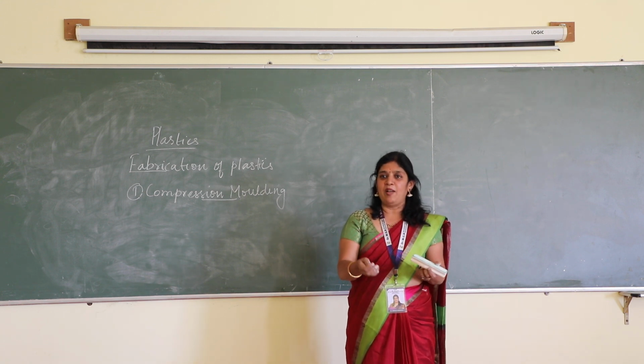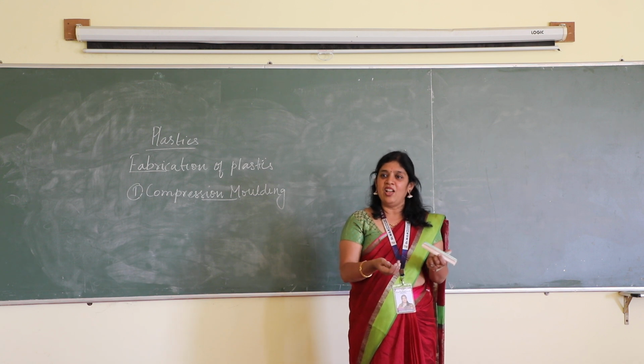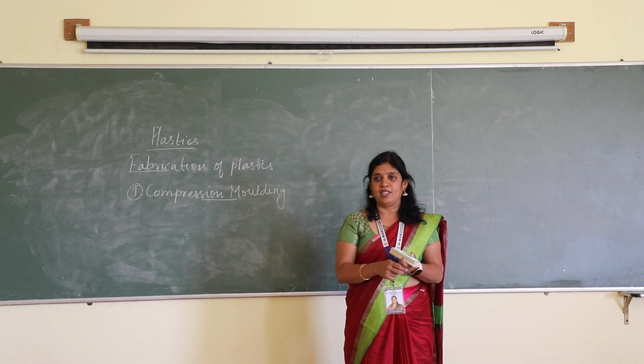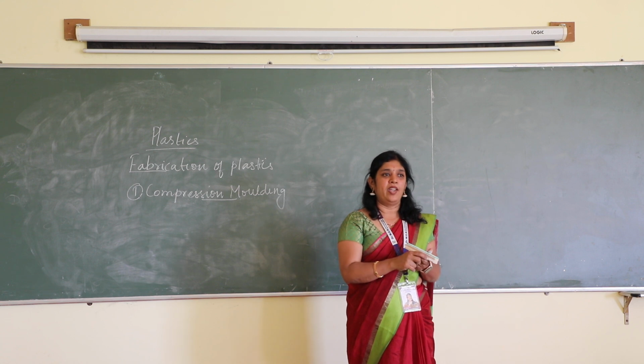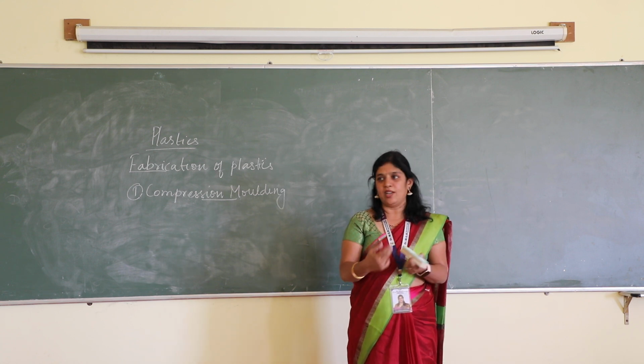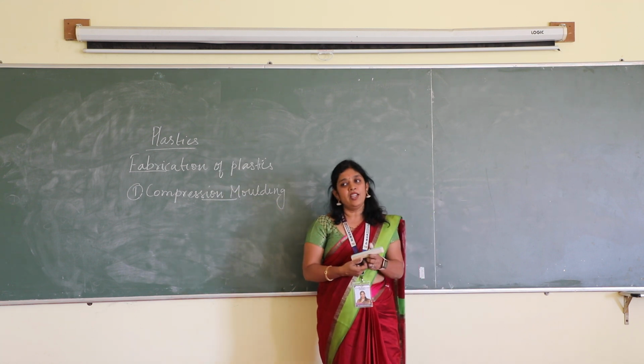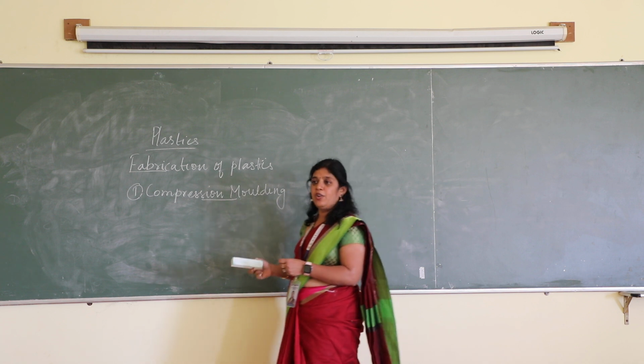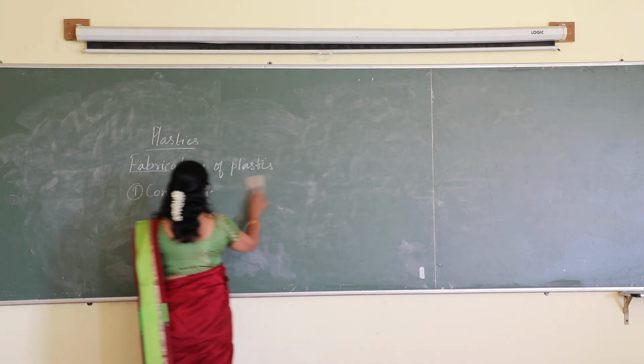Okay, so every day you are using so many objects. For example, bucket, mug, pen, all those things are made up of plastics. So how are they fabricated? They are fabricated by two methods: compression molding and injection molding. So first we are going to see compression molding.